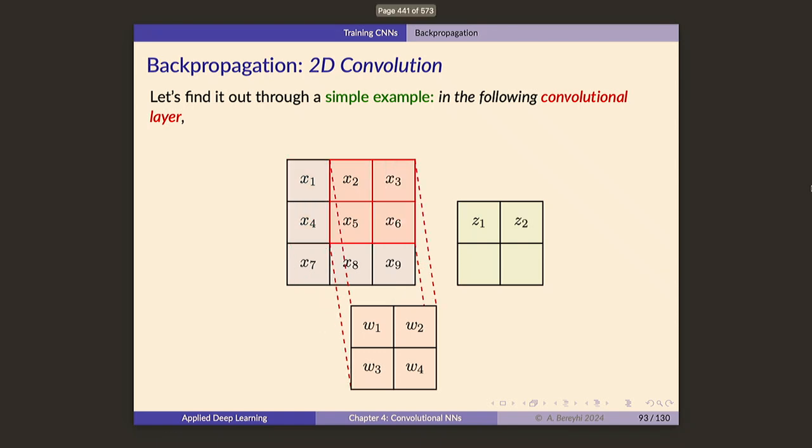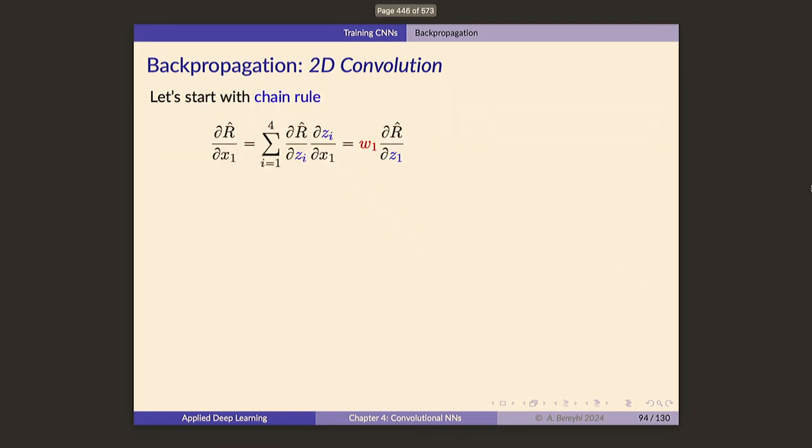What about this one? Does it show up here for Z2? No, because Z2 does not have any term including x1. So the partial derivative of z2 with respect to x1 is going to be 0. What about this guy? This guy? So that now makes sense to you why I have written here W1 times the partial derivative of r hat with respect to z1. Correct? Now, what about the next one, x2?